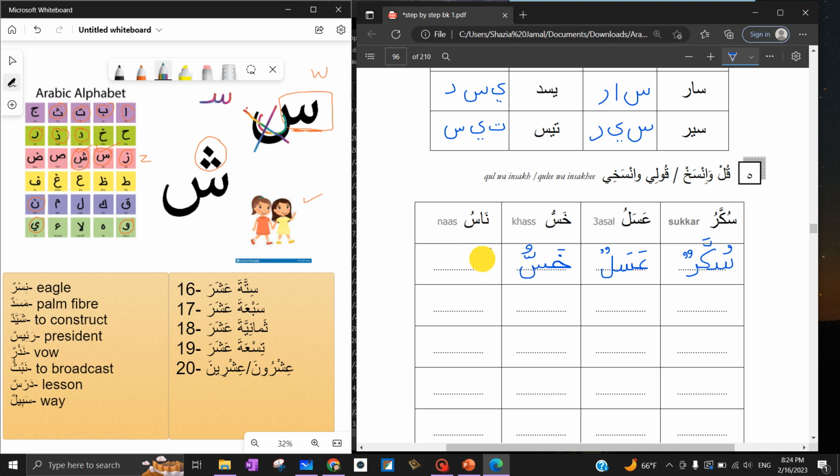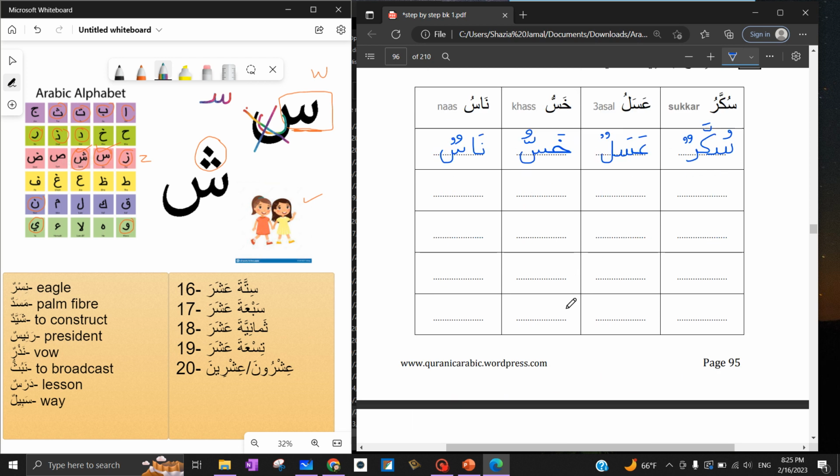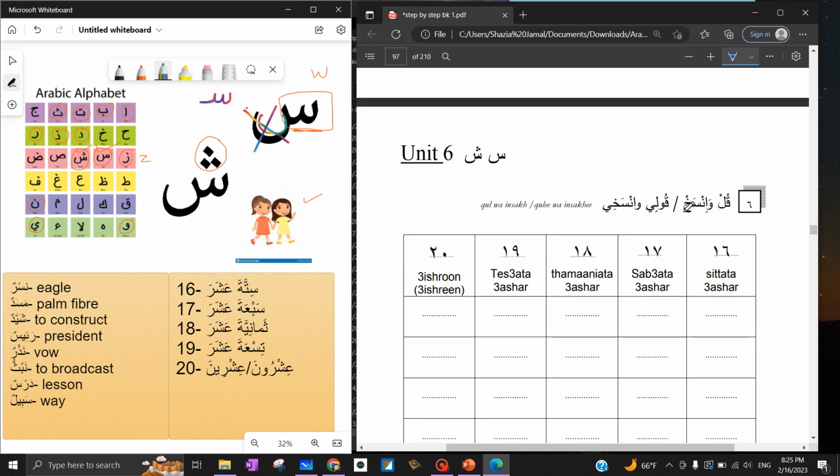Nas, noon and alif, and alif is a non-connector, so seen is isolated and written in full form. Nasun. So this is how you write the words with other letters.